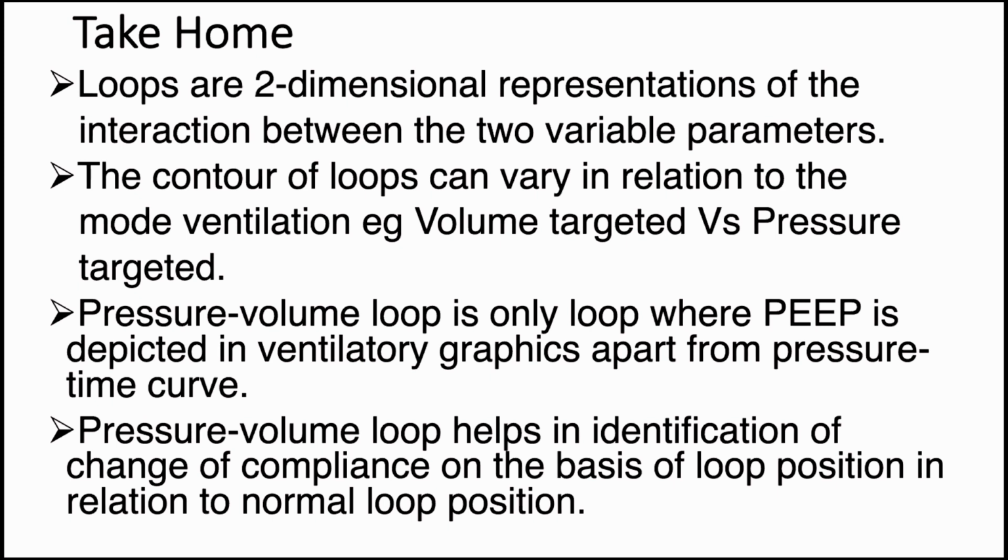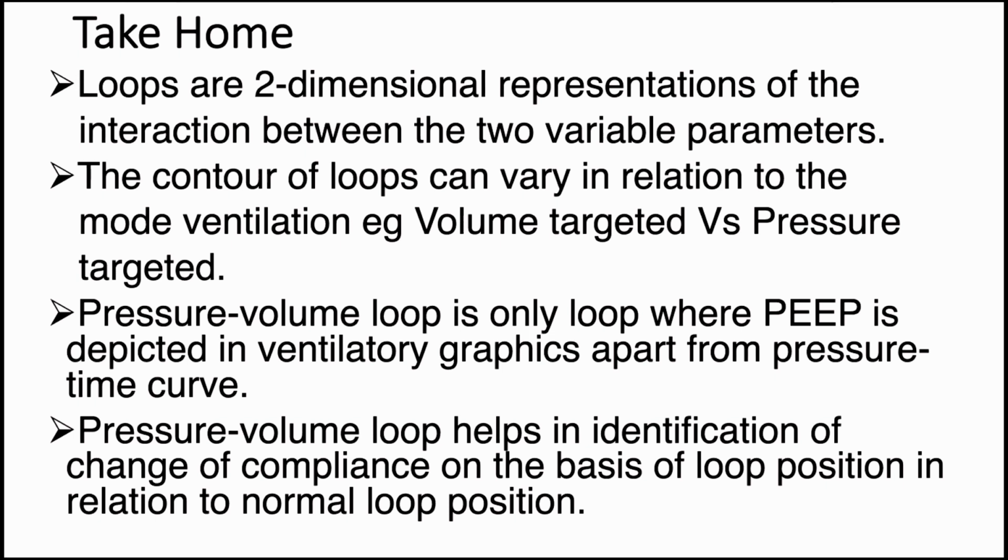The loops are two-dimensional representations of the interaction between two variable parameters, unlike the scalars, which are one-dimensional in the sense that there is only one variable against time. Here in loops, two variables are plotted against each other. The contour of the loops can vary in relation to the mode of ventilation, pressure target or volume target. We already showed that in the graphs.